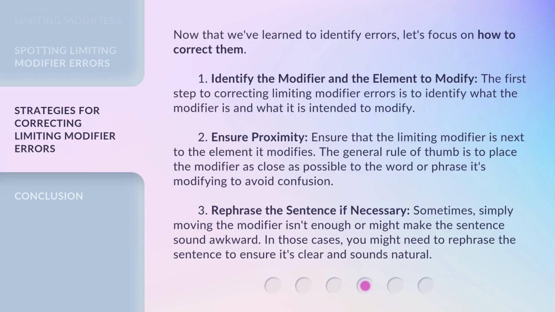Now that we've learned to identify errors, let's focus on how to correct them. 1. Identify the modifier and the element to modify. The first step to correcting limiting modifier errors is to identify what the modifier is and what it is intended to modify. 2. Ensure proximity. Ensure that the limiting modifier is next to the element it modifies. The general rule of thumb is to place the modifier as close as possible to the word or phrase it's modifying to avoid confusion. 3.